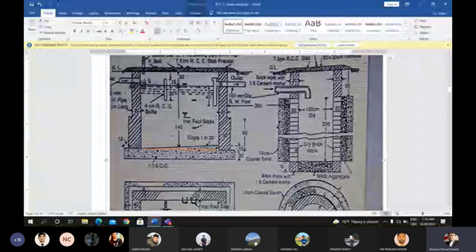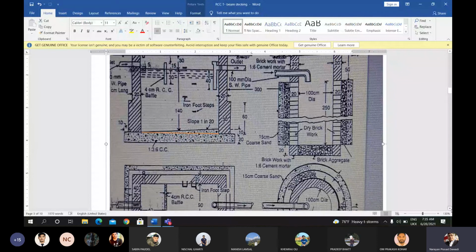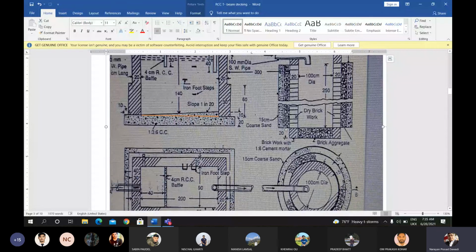Up to this height from ground level to this point, you have to excavate the trench of this diameter. The whole outer diameter of this circle, up to this height, you have to dig the circular trench. The diameter of the circular trench is 100, 140, 170, and 200. Total diameter of the circular trench is 200 centimeter, that is 2 meter.